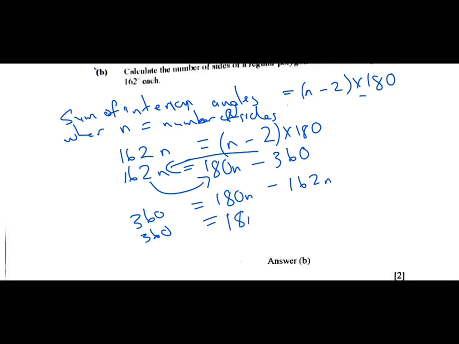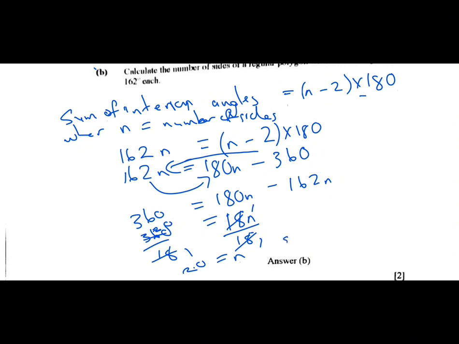And then we are going to divide both sides by 18, which is the highest common factor there, to remain with n on one side. 18 into 18, 1. 18 into 360, that's 20. So the number of sides n is equal to 20.